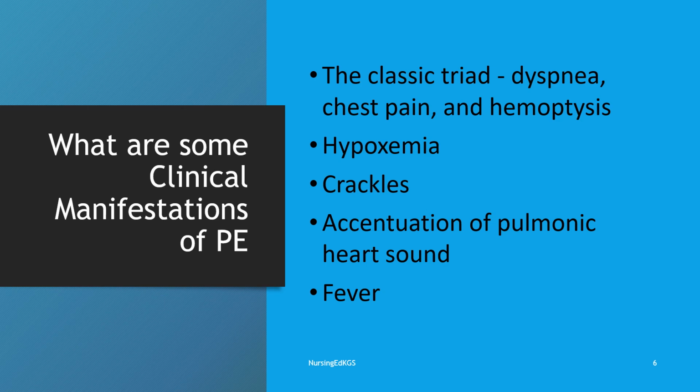You can expect sometimes mild to moderate hypoxemia with low PaCO2, and some other clinical manifestations include pleuritic chest pain, crackles, fever, sudden changes in mental status due to hypoxemia, and also accentuation of pulmonary heart sounds. And what this means is that, for these patients, sometimes you'll observe an increased heart rate. And the faster the heart rate, the faster the rise in ventricular pressure and the louder the S1.